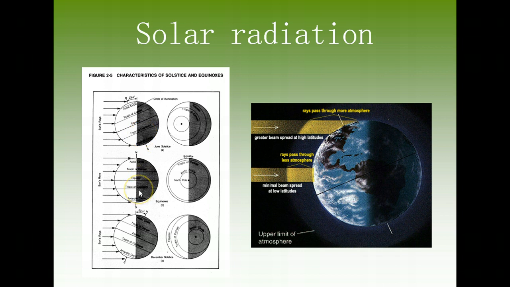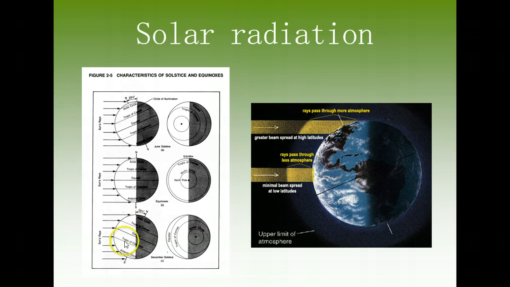The middle picture here shows both equinoxes, so the autumnal equinox in September, which we just passed, and the vernal equinox in the spring. All areas will get 12 hours, well, except for the extreme poles. All areas will get 12 hours of sunlight and 12 hours of darkness.